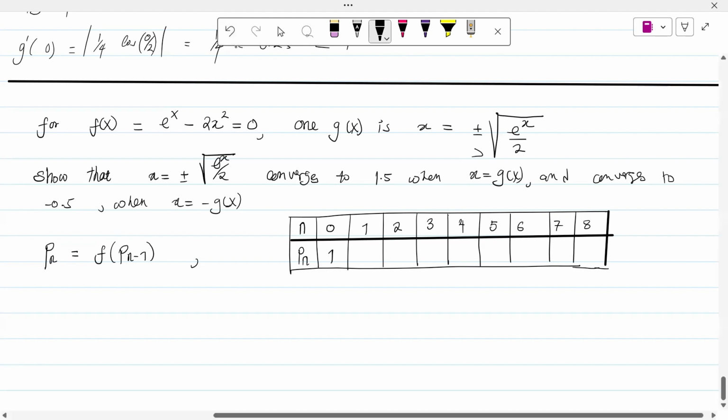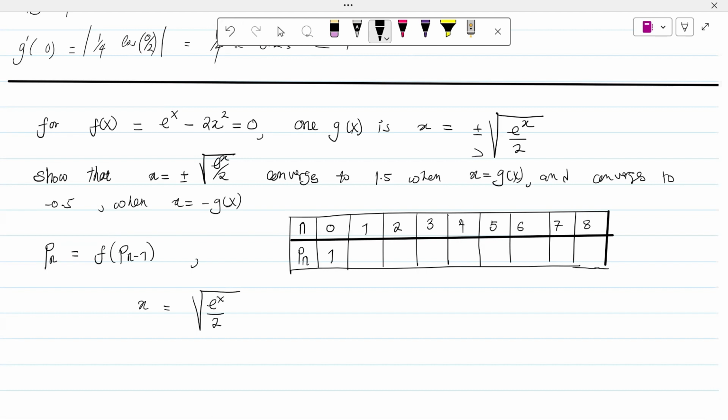Okay, so this is my equation: x is equal to the square root of e to the power x, over 2. I'm using the positive value, since we have to show that we are converging to 1.5 when using a positive value, and this is a positive value we're using. All right, so let's start.